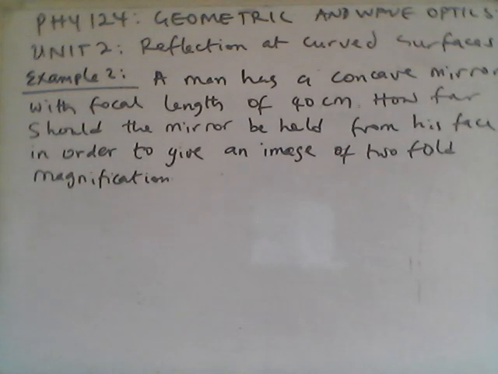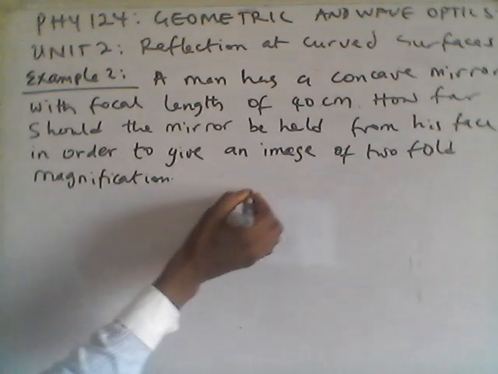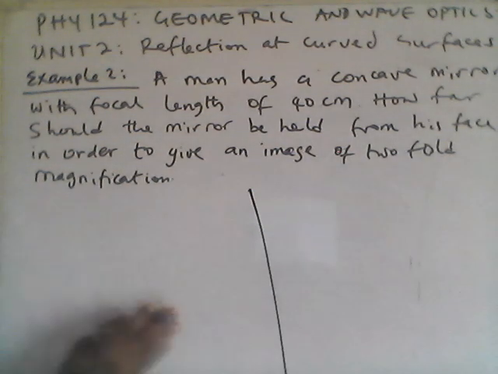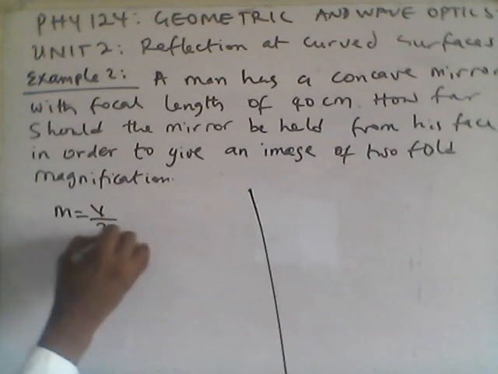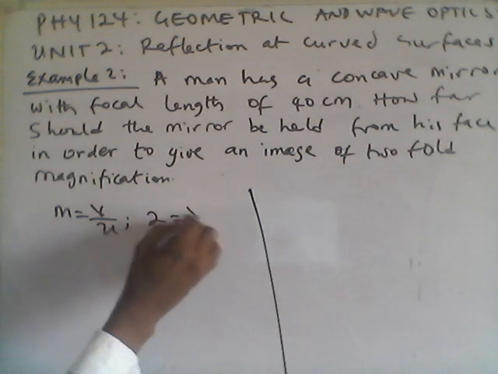Okay, so we have on the board the second example. It says a man has a concave mirror with focal length of 40 cm. How far should the mirror be held from his face in order to give an image of twofold magnification? This last statement, twofold magnification, is just this relationship: M is equal to V over U, so 2 is equal to V over U.